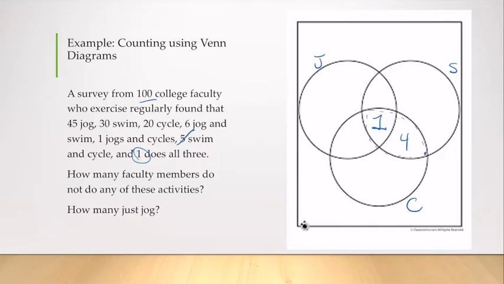I have that 1 jogs and cycles. If I look at jog and cycle, well, they already have 1 in here. So that'd be 0. Next, I have 6 that jog and swim. So our remainder is 5. Now, I know that 20 cycles, if I look at all of C, this whole circle, I've already got 5 in here, so I need 15 more.